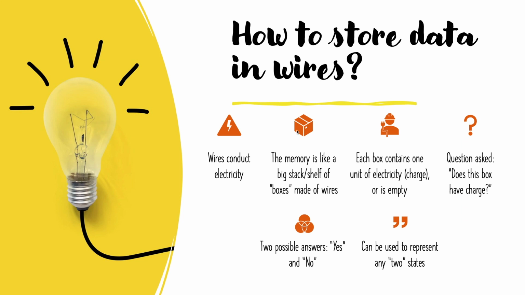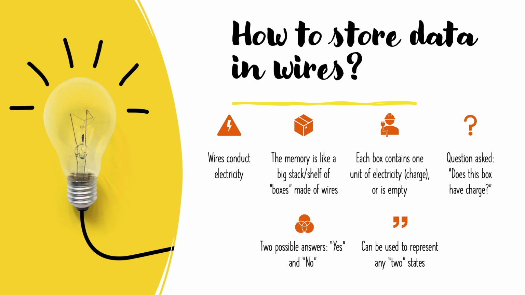Now in analogy, just like we figured out how to use glass or steel to store water, scientists figured out how to store data using wires and circuits. We know that wires conduct electricity, right? We also know that electricity can be stored in batteries. A computer memory can be thought of as a big shelf of boxes, each box being a tiny battery that can store a tiny amount of charge. So each of the boxes is either empty or has 1 unit of electricity.